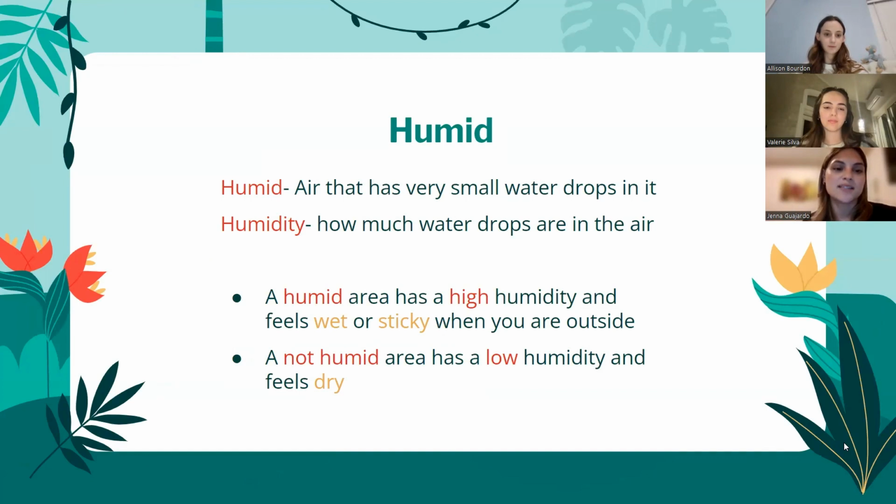Humid is defined as air that has very small water drops in it, and humidity is how many water drops are in the air. A humid area has a high humidity and feels wet or sticky when you are outside. A not humid area has a low humidity and feels dry.